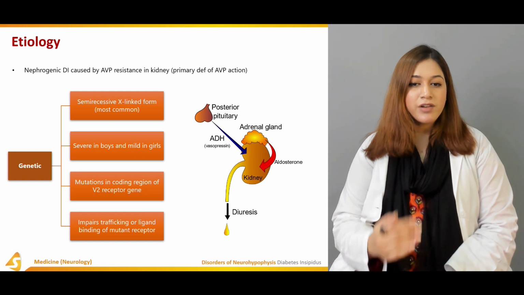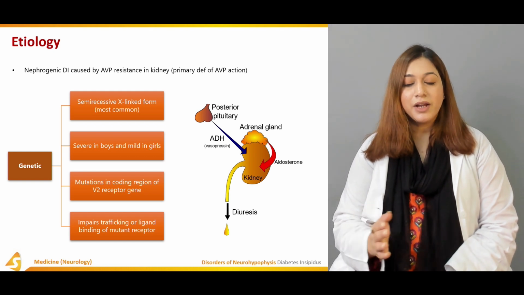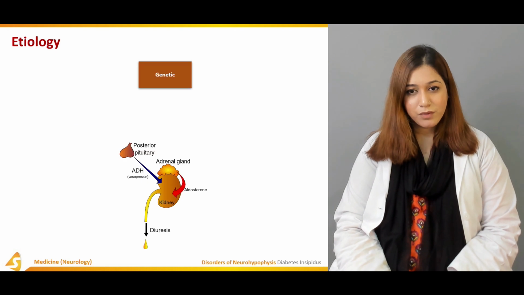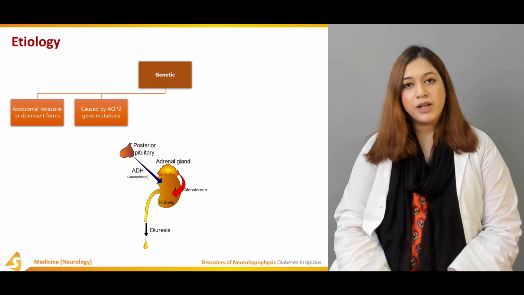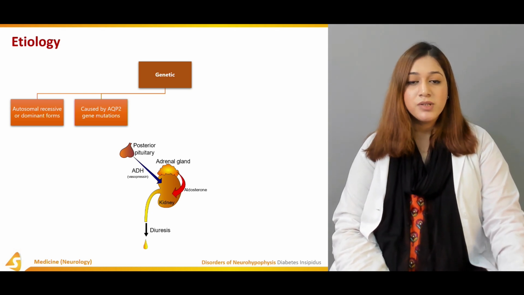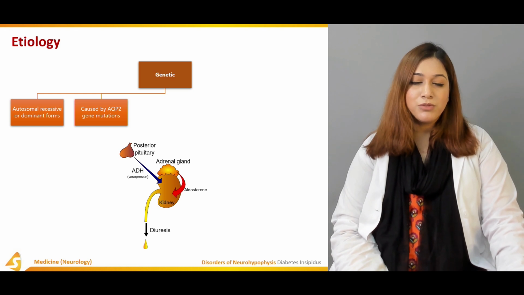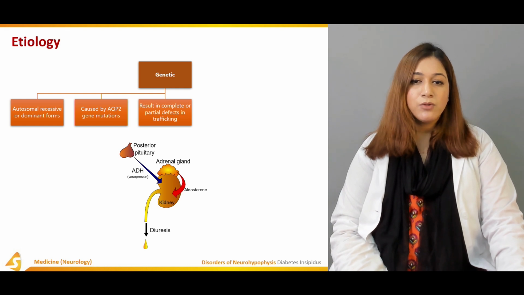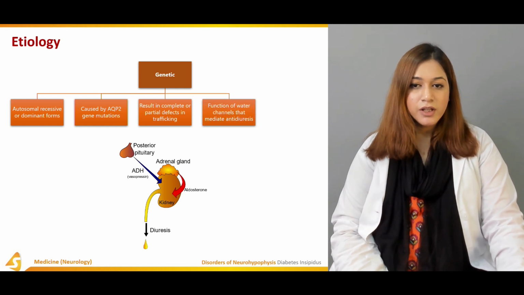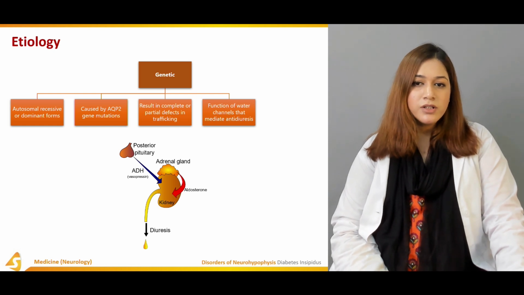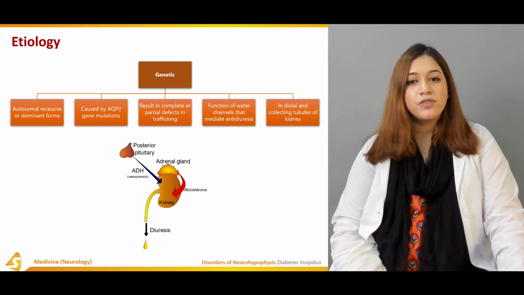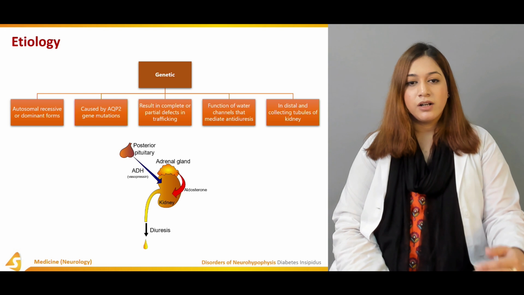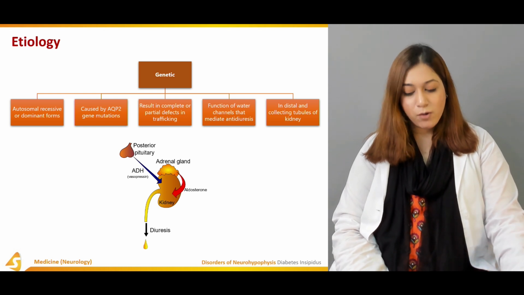Here it is also affecting trafficking along with ligand binding of the mutant receptor. There are certain other genetic forms that include autosomal recessive or the dominant forms. They are caused by AQP2 gene mutations, aquaporin 2 gene mutations. They result in complete or partial defects in trafficking. The function of water channels that mediates antidiuresis in distal and collecting tubules of the kidney is affected in these autosomal recessive or dominant forms.